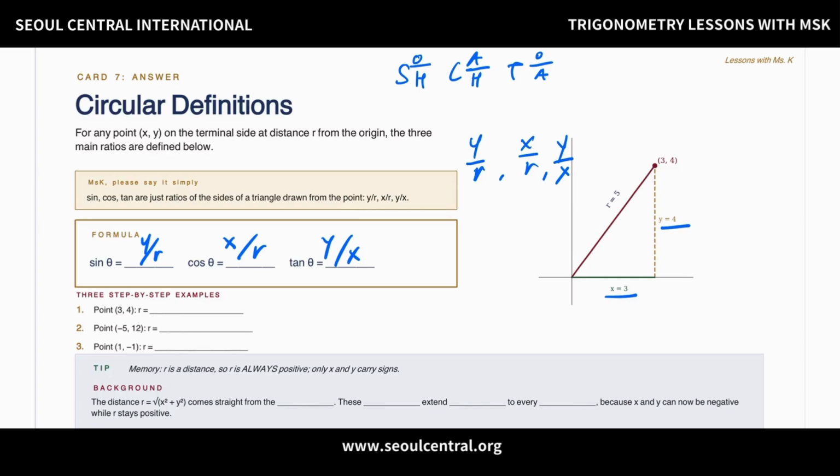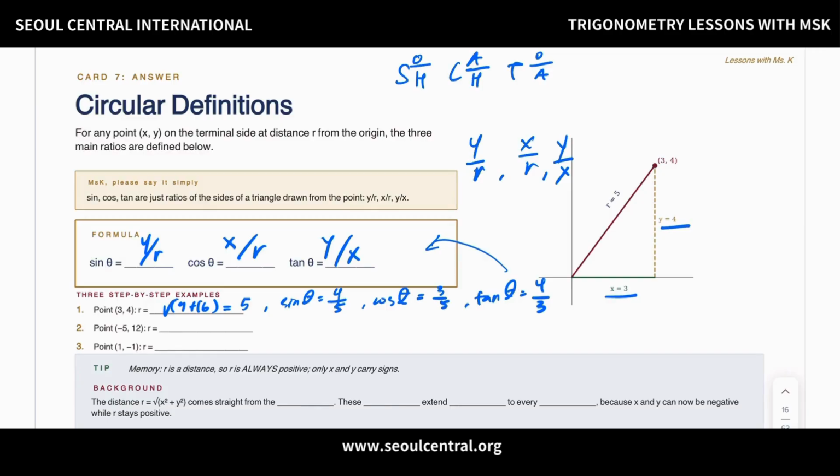So for the point (3, 4), we want to use the Pythagorean theorem. Okay, so then we'll put 9 plus 16 here. And what does that equal? So then sine theta equals 4 over 5. Okay, you see where I got that? Okay, and then cosine theta equals 3 over 5. And tangent theta equals 4 over 3. So if you look back here, you can understand where I got those terms from.